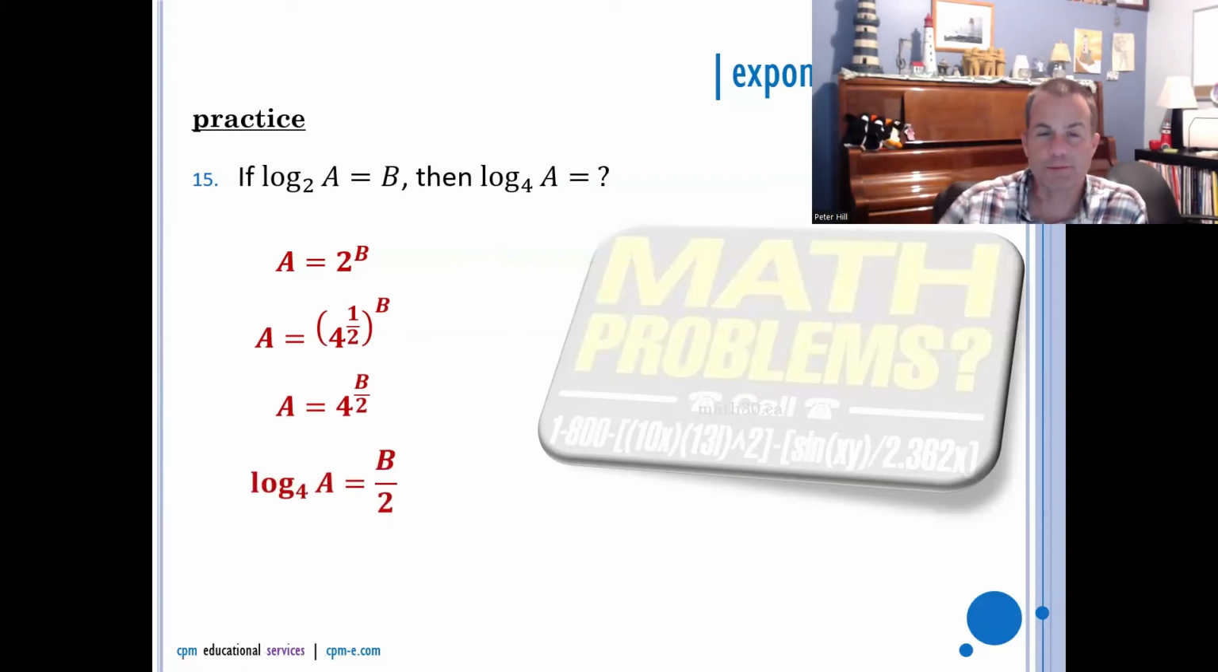And I get log base 4 of A equals B over 2. So now I know my answer is B over 2. Okay, I'm going to show you another way though. One is not better than the other. It's just a matter of which one clicks in your head.